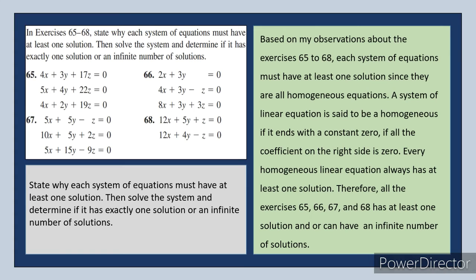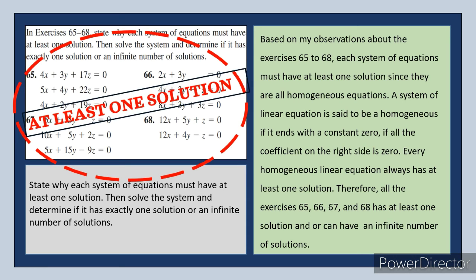A system of linear equations is said to be homogeneous if it ends with a constant 0, if all the coefficients on the right side are 0. Every homogeneous linear system always has at least one solution. Therefore, all the exercises 65 to 68 have at least one solution and can have an infinite number of solutions. So we conclude that all these items have at least one solution.